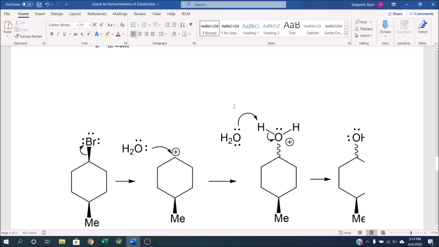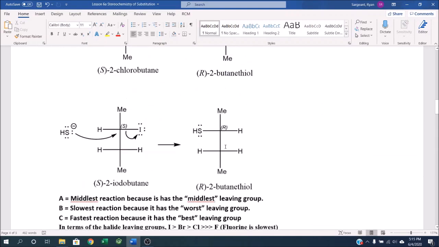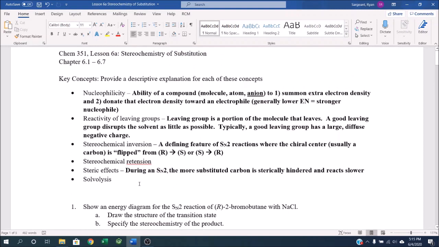Either water here or a bromide ion can act as a base to clean everything up, and you end up with your final alcohol product. Because it went through a carbocation, sometimes the water will come in on the opposite side and we'll have that stereochemical inversion. And sometimes the water will come in on the same side that the bromide just left, and we end up with stereochemical retention.